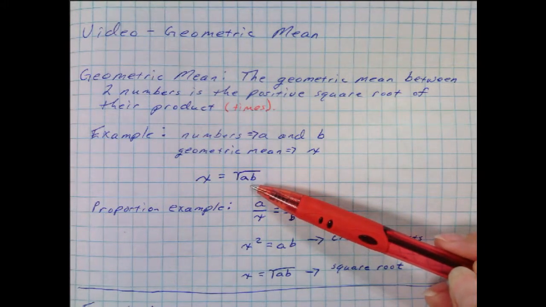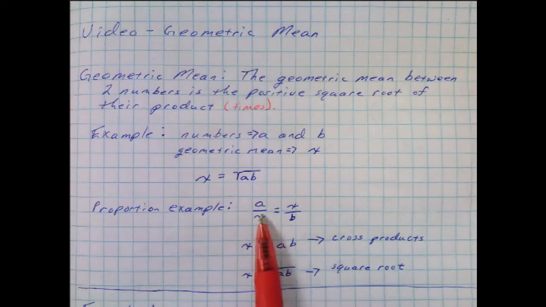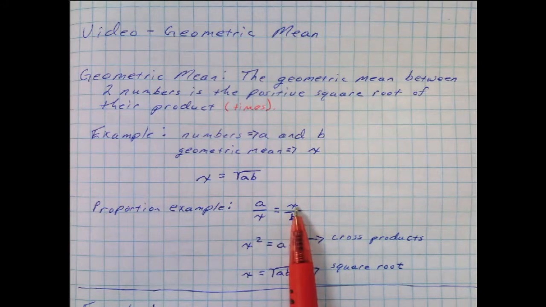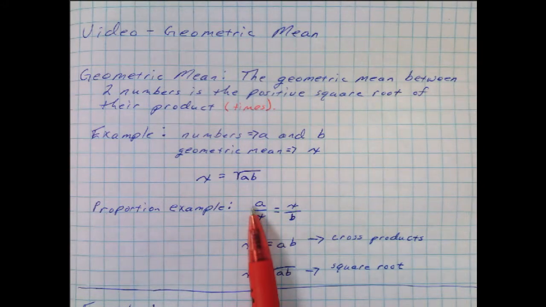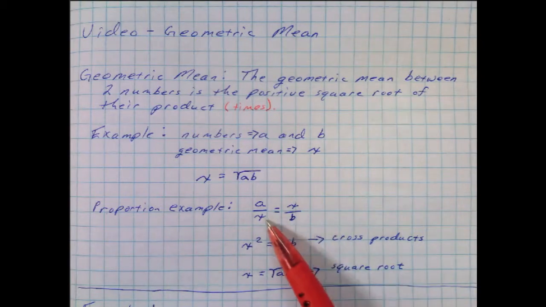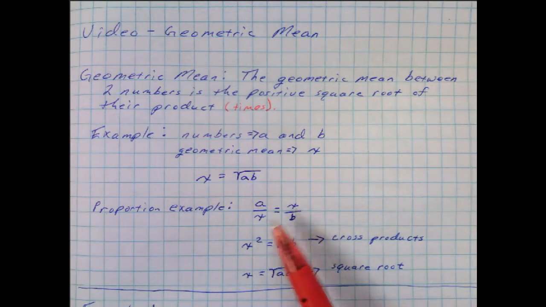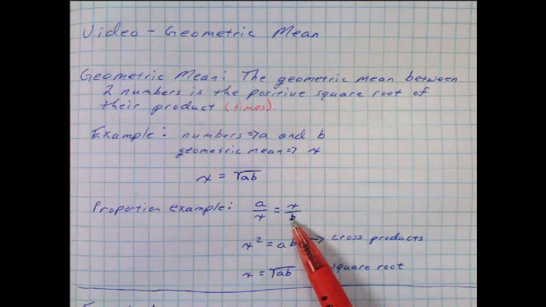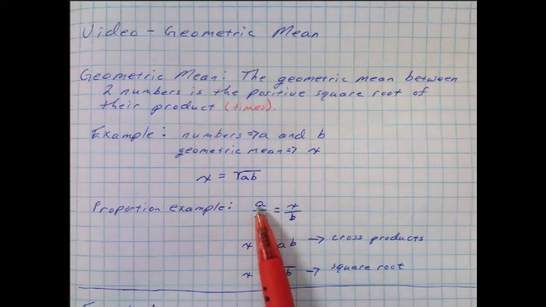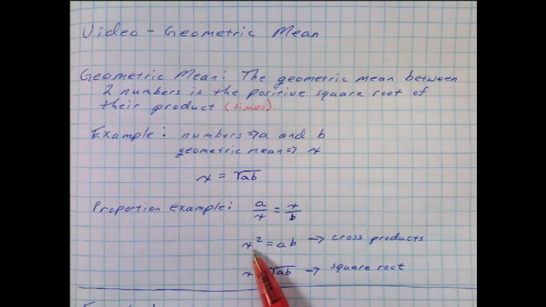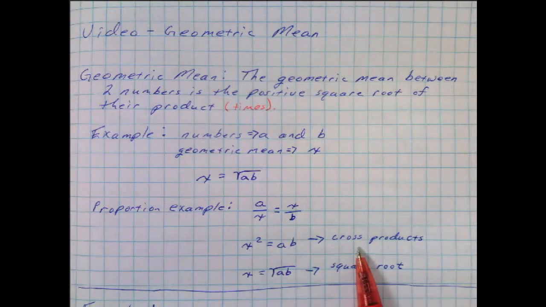So then if we wanted to set this up as a proportion, we would have A over x equals x over B. So here's our two numbers, and then our geometric mean is the denominator on the left and the numerator on the right. Okay, so then if we were to actually work this out and we do our cross products like we were doing prior to the break, I'm going to take A times B, and then I'm taking x times x, which is x squared, so that's our cross products.